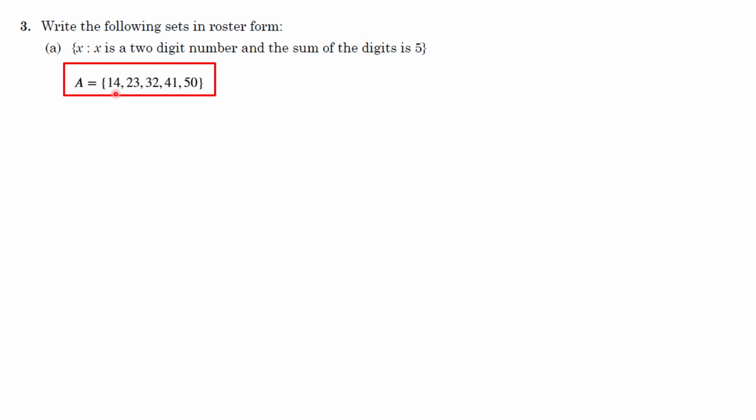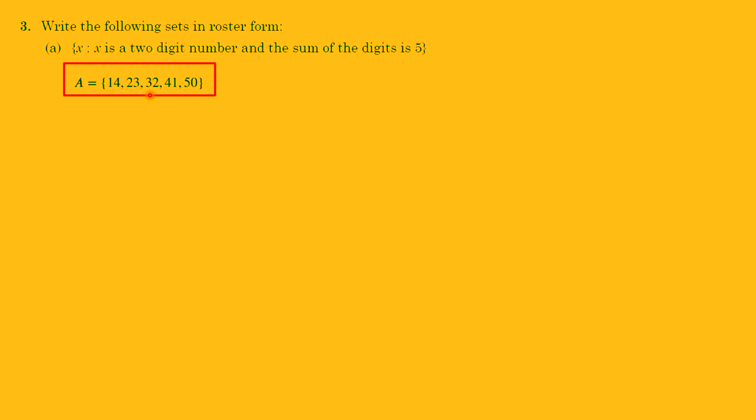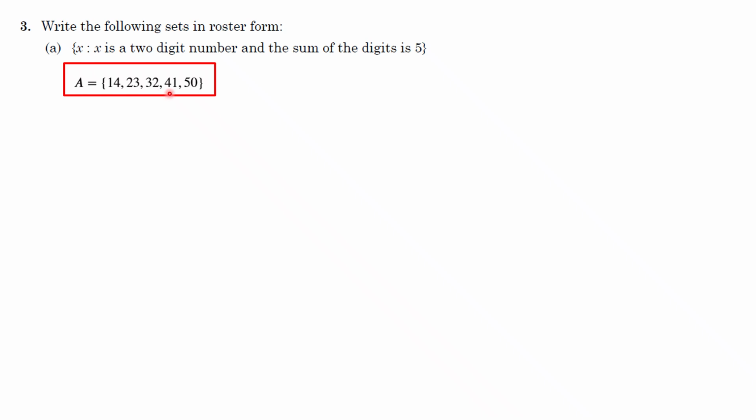So, the answer will be 14 because 1 plus 4 is 5, 23, 2 plus 3 is 5, 32, 3 plus 2 is 5, 41, 4 plus 1 is 5 and 50, 5 plus 0 is 5. So, these are the options.